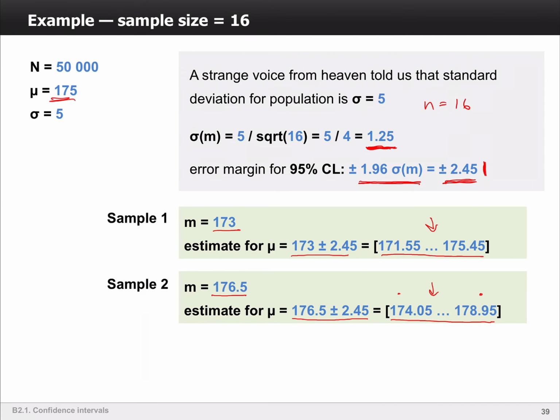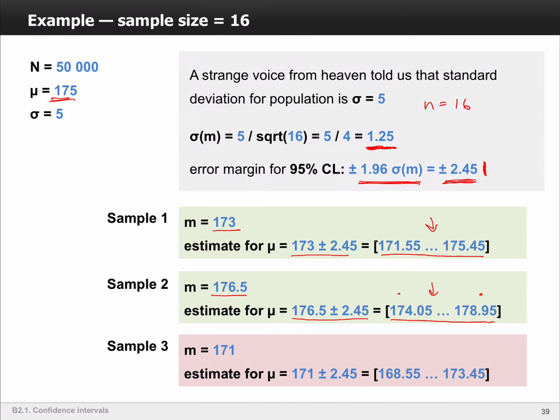Of course, in some cases, if you are unlucky, in this case it's 5%, you have a 5% chance that you will have something like this. So you got a sample, you calculate the confidence interval, and you see 168.55, 173.45. So the true average is somewhere here. But it's only a 5% chance. If you want to decrease this chance, just calculate the confidence interval for 99% confidence.